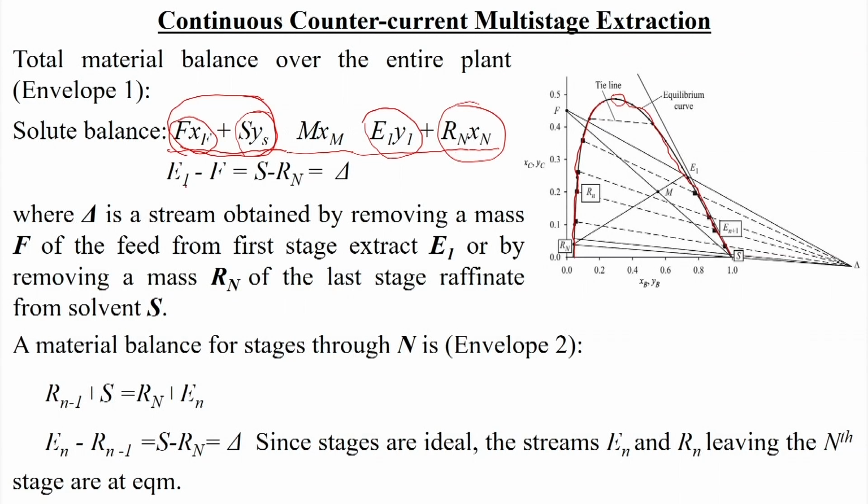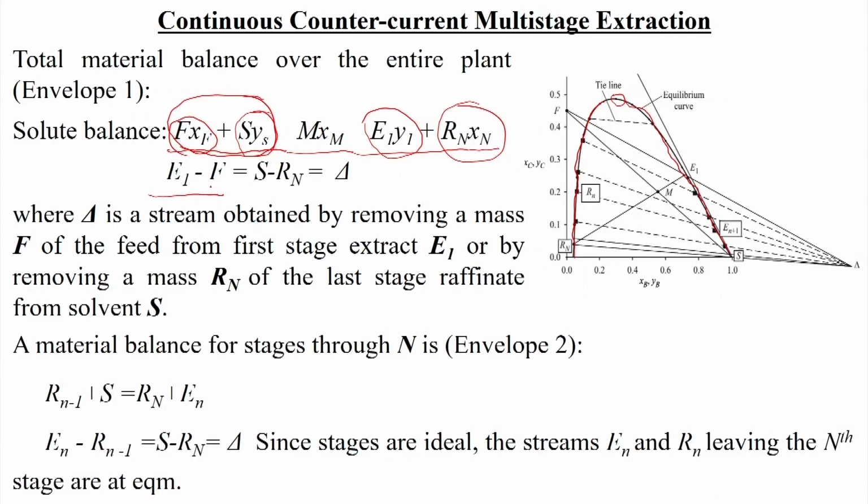So, whenever we do this, suppose we say E1 minus F, in any of the stages, if we ask what is the resultant flow rate, then that is nothing but E1 minus F, which in this case is S minus Rn. So we will always get a common factor like this. We now designate it as the delta.